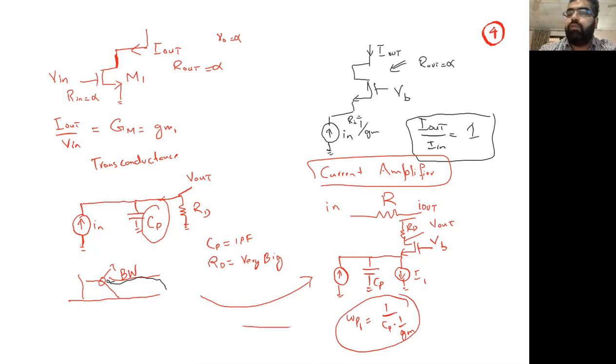Previously, what was the pole formed by? Previously the pole was formed by 1/CP RD. So because of the insertion of this current amplifier, we shifted the pole far away and it's not affecting or coming into our signal band. So that's the benefit of a current amplifier.